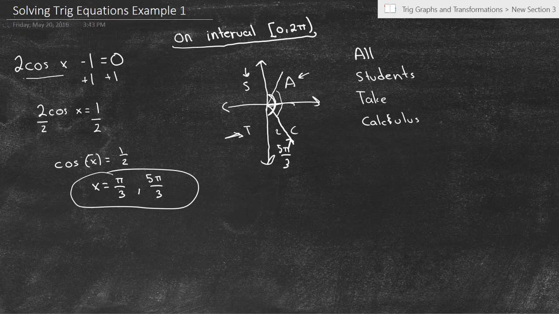So 2 cosine x minus 1 equals 0 at x equals pi over 3 and 5 pi over 3.